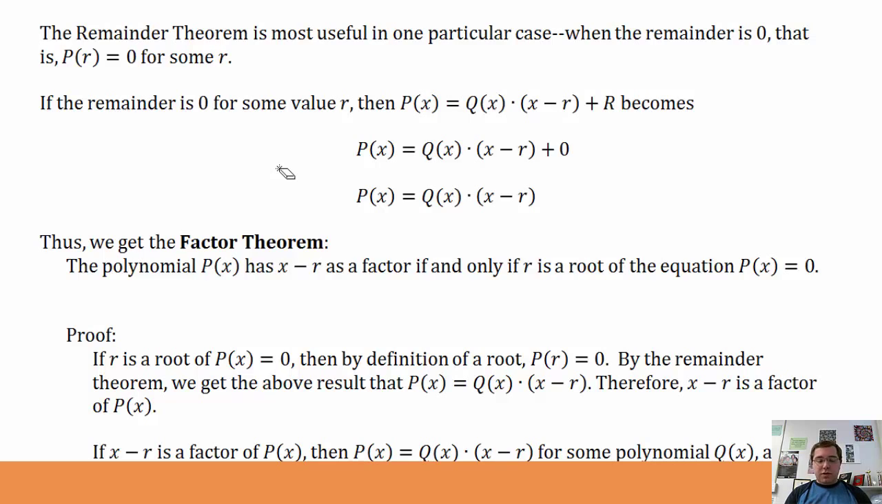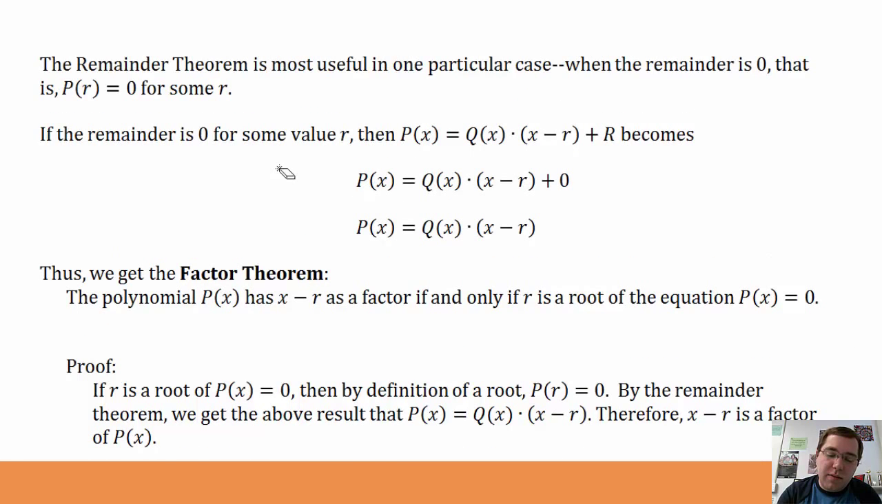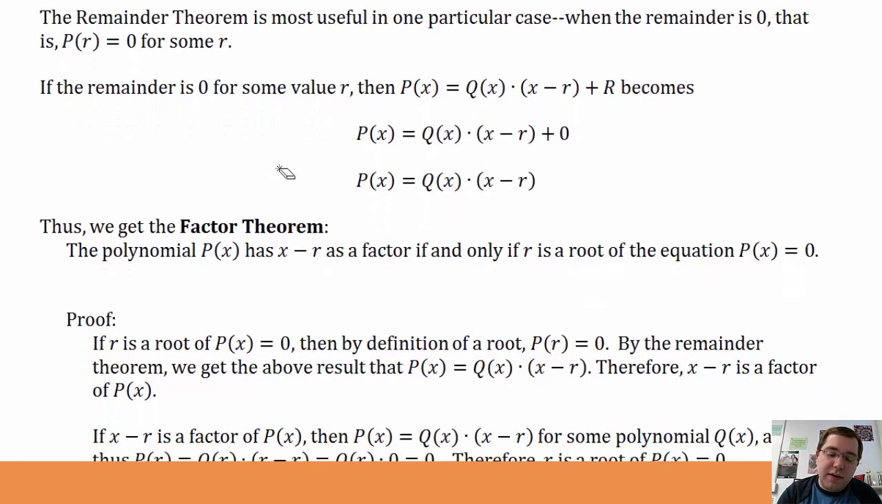But the remainder theorem is most useful when it leads to another result. So it's most useful in one particular case, when the remainder happens to be 0. So that is, there is some value r for which p of r is equal to 0. The remainder is 0. That means when I plug in r to the polynomial, I get 0, according to the remainder theorem. If the remainder is 0 for some value r, then p of x equals q of x times x minus r plus the remainder, capital R. That's just the division algorithm.